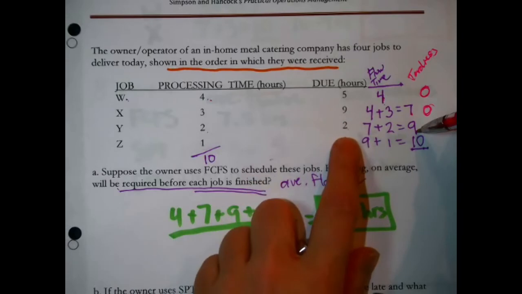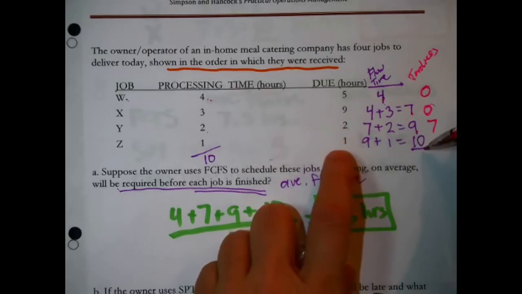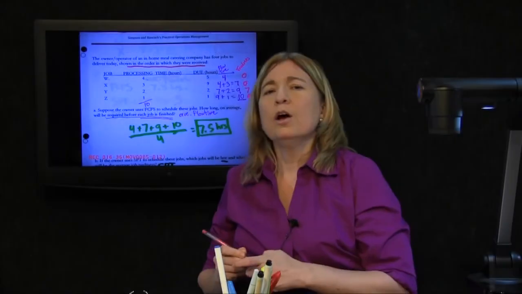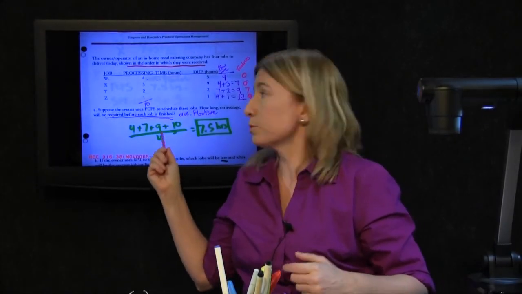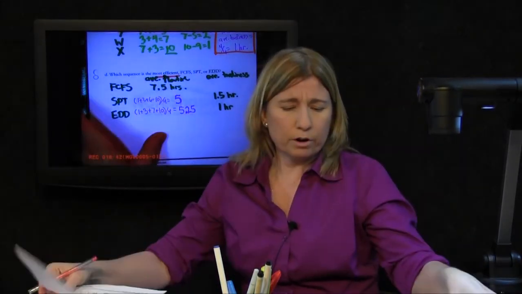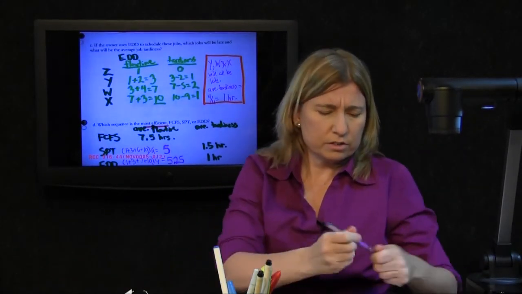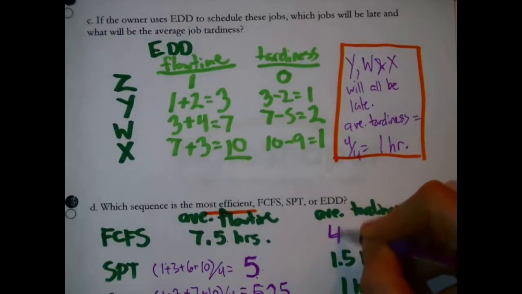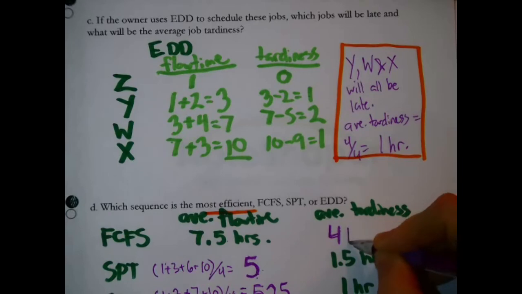First come, first serve. We'll finish Y in 9 hours, but it was promised in 2. That's not good. It's going to be 7 hours tardy. And then we'll finish Z in 10 hours, and it was promised in 1. That is definitely not good. That's a tardiness of 9, which is to say average tardiness. What's the average tardiness there? Well, it would be 16 divided by 4. Do you see how it is much, much larger than these other two?